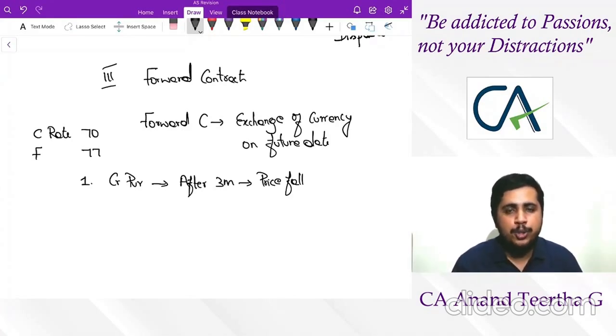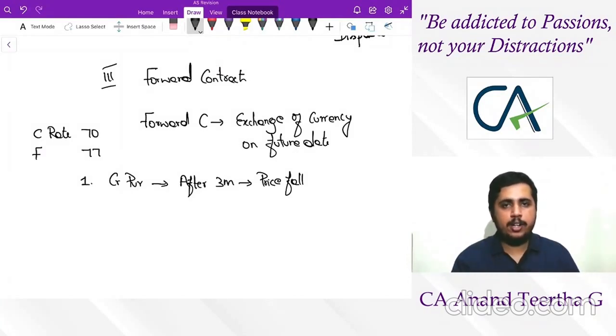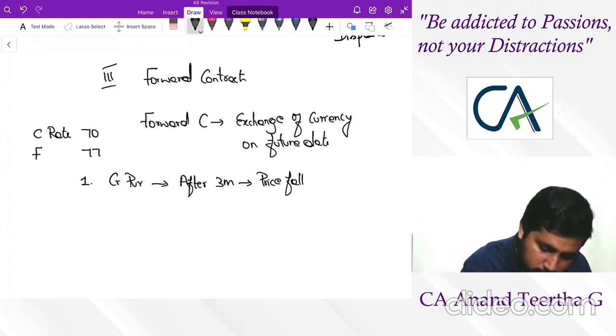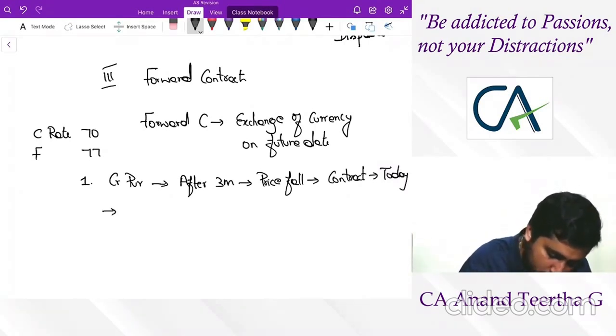So what do you do? You find a person and you enter into a contract with that person whereby you will buy dollars from this person after 3 months. Today only you will enter into a contract saying that. Since a price fall is there, what did you do? You entered into a contract today itself, saying that you are going to buy dollars after 3 months.